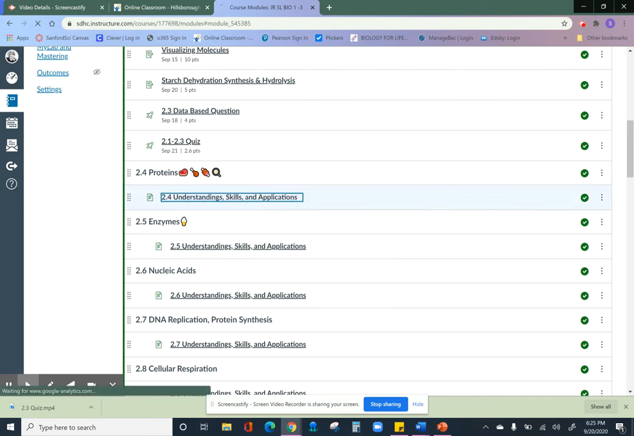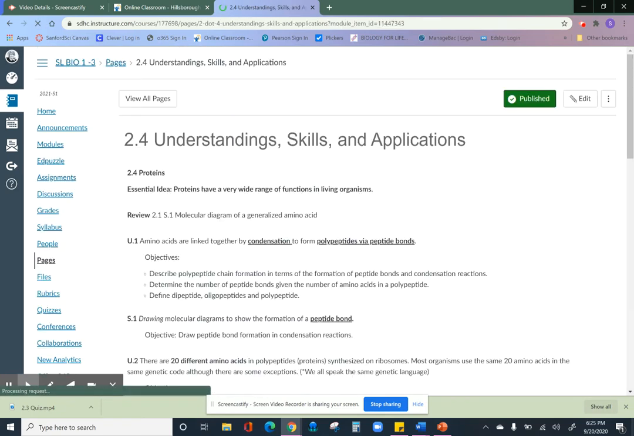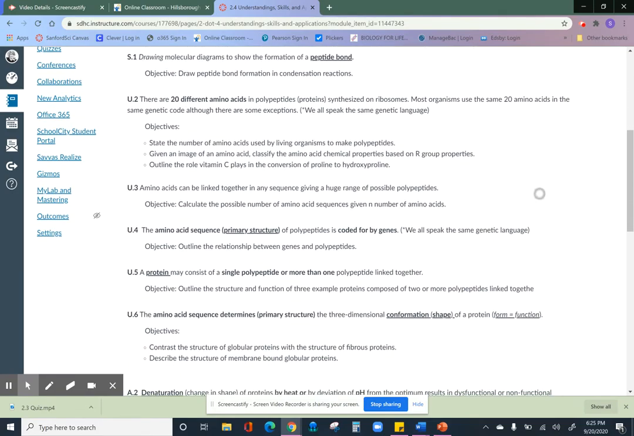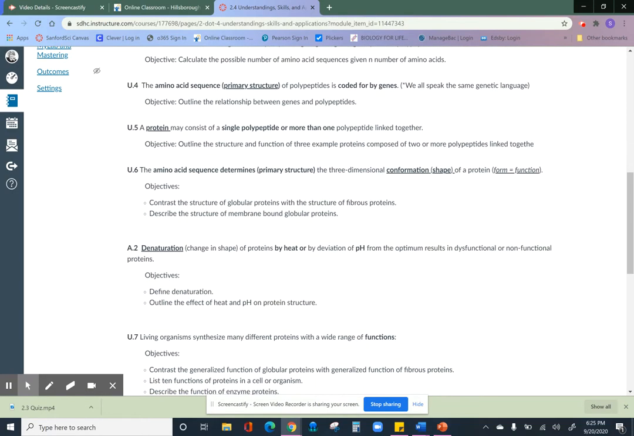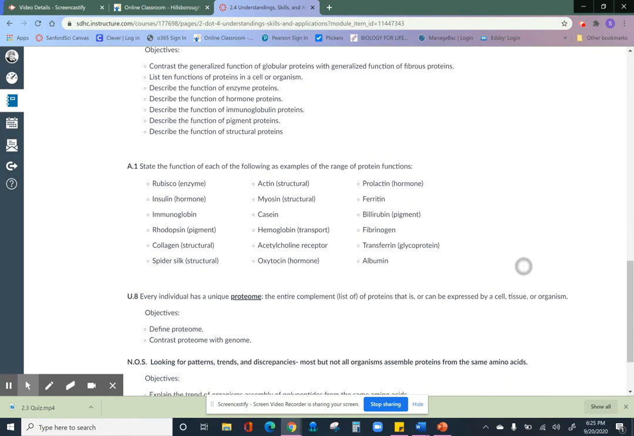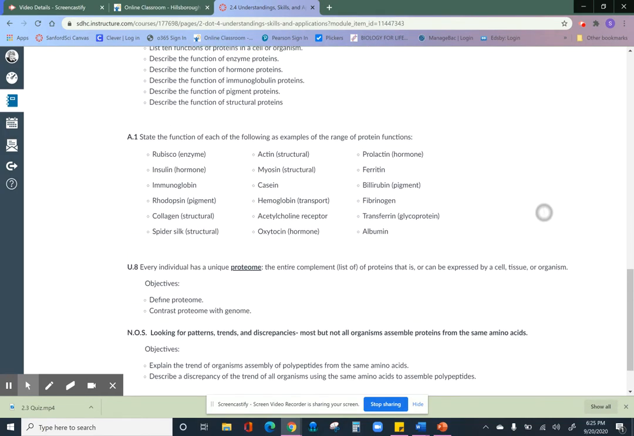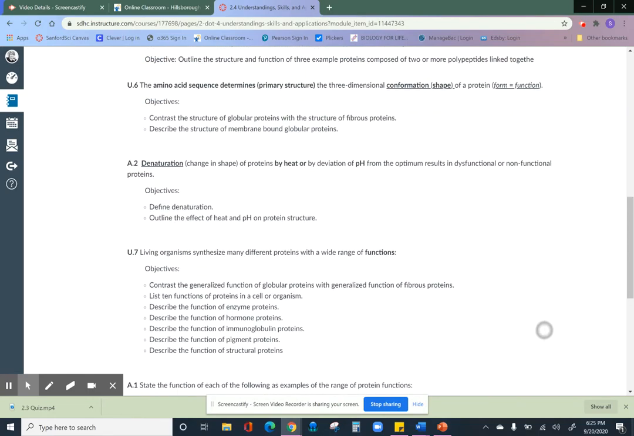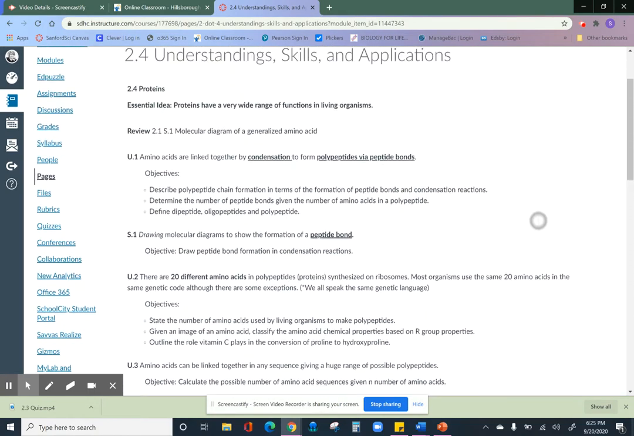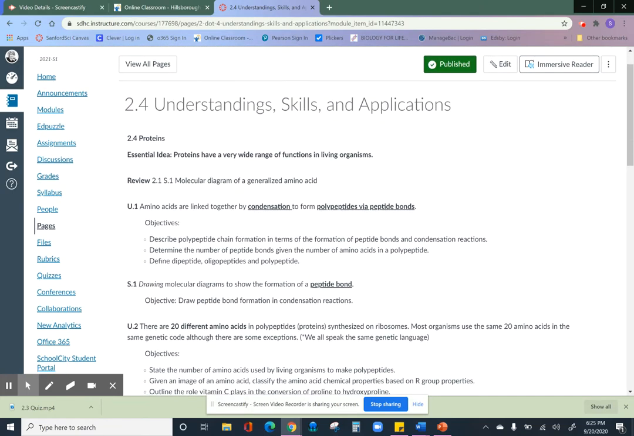So here are your understandings, skills, and applications. So this is the list of everything you need to know. So when you're going back through your notes, make sure you have all this stuff. Okay. Now we're not going to do all this today. That's a little too much. So we're going to split it up into 2 class periods. Okay. So we're going to start today and we're going to finish tomorrow or next rotation.